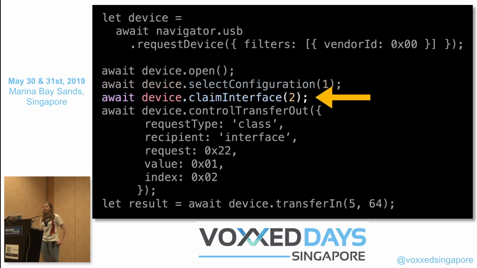Then we have to claim an interface. An interface is a grouping of functions that define a feature of the device. When we claim an interface, we take control of that feature of the device so that we can control it. Now, you might be thinking, how do we figure these numbers out, 1, 2?